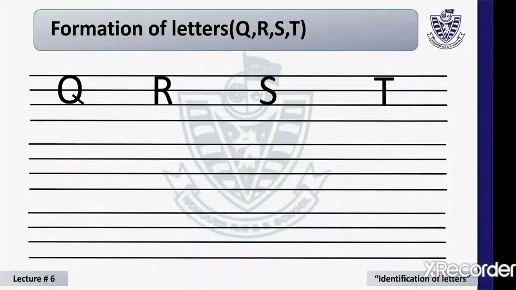Formation of letters Q, R, S, T. Put your pencil on first line and make a circle and small slanting line. It will become Q. Next letter is R. Make a straight line and stop it on third line. Again put your pencil on first line and make a half circle in upper two lines. Put your pencil on second line and make a slanting line and stop it on third line. It will become R. Next letter is S.